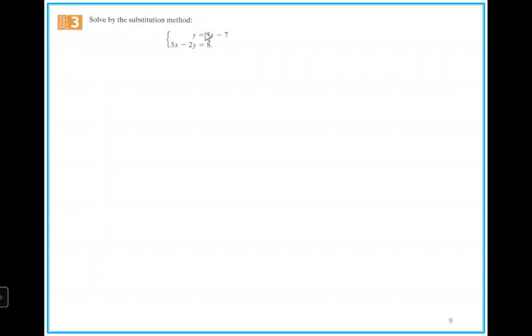You see what they have here? y equals 3x minus 7. So they already told you that y is equal to some value. So you could substitute that value for y into the second one. So if you do that, what's going to happen? Okay, so it's going to be 5x minus 2 open bracket 3x minus 7 close bracket equals 8.